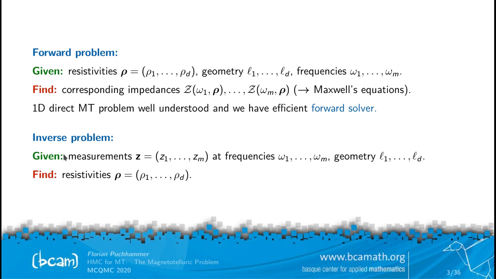The inverse problem is, as usual, more sophisticated, but at the same time more realistic. So it's basically what we want to do. We have some measurements of the impedance obtained at certain frequencies, and we know the geometry, and what we want to infer are the resistivities, ρ.